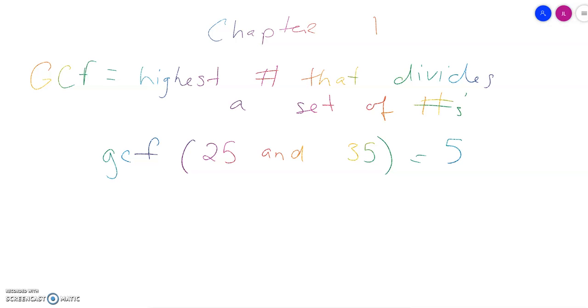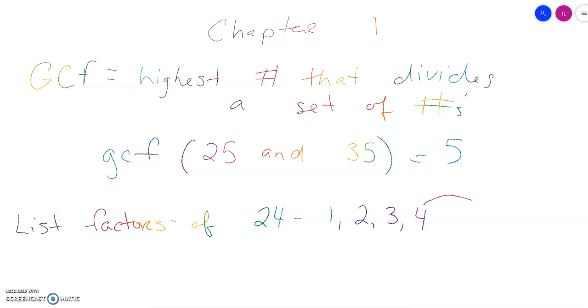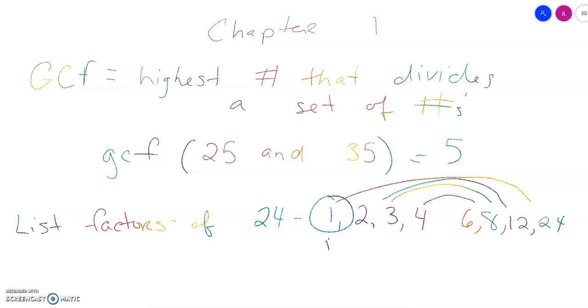That's the highest number. If I just said list factors of 24, I have to think about all the numbers that divide it. So 1, 2, 3, 4, and to do so, I could draw my little rainbow to help. So 4 times 6, 3 times 8, 2 and 12, and 1 and 24. And if we remember, 1 is always a factor of every number.